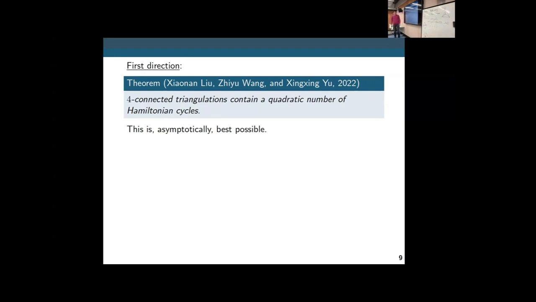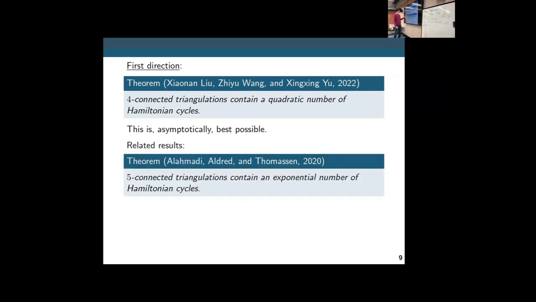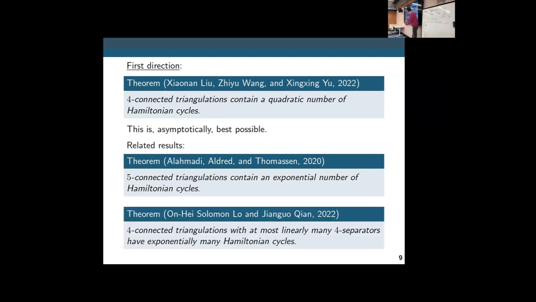So this is done. We know it for 4 connected triangulations. Maybe some two related results here. If you go to 5 connected triangulations, and you cannot go higher than this in the plane, it's easy to see, so 5 is the most connectivity you can have, then you have an exponential number. They are denser, so you'd expect more, but there's really a qualitative shift here from quadratic to exponential.